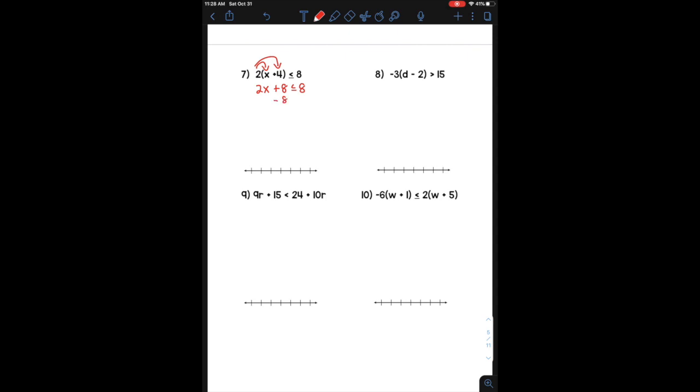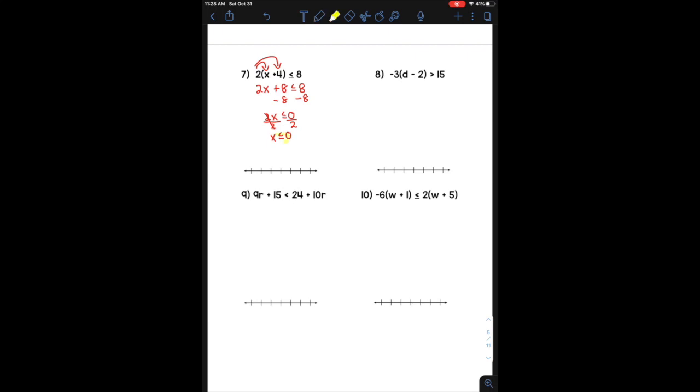The next step would be to subtract 8 on both sides, which would leave us with 2x is less than or equal to 0. And our variable is not alone yet, so I'm going to divide by 2 on both sides. Since 2 is being multiplied to the variable, we're going to do the opposite and divide. Since I divided by a positive number, I'm not going to flip the sign. 0 divided by 2 is 0.